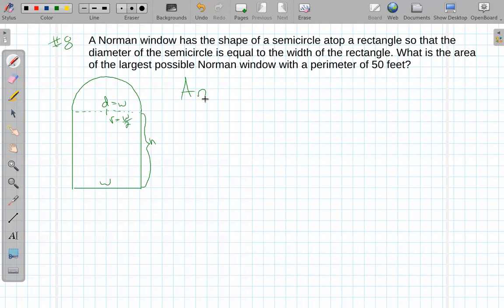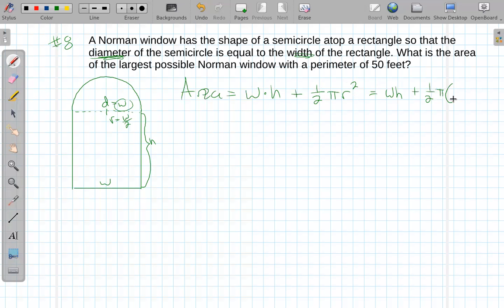So area is in 2 parts, right? Area of the rectangle, which is the width times the height. And then the area of the semicircle, which would be 1/2 pi r squared. And based on the note that the diameter of the semicircle is the width of the rectangle, normally radius is diameter over 2, but here we're going to consider it width over 2 because we don't want to have so many variables. So we got to clean this up. So we have width times height plus 1/2 pi.